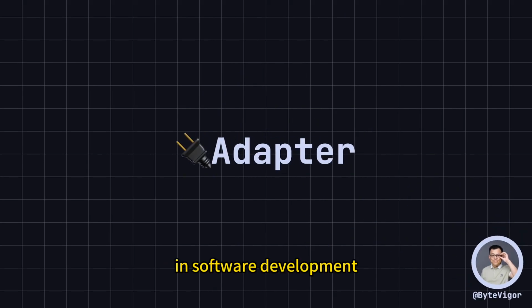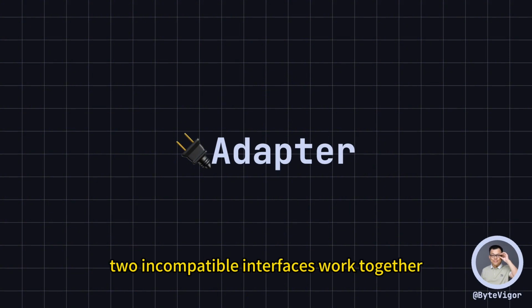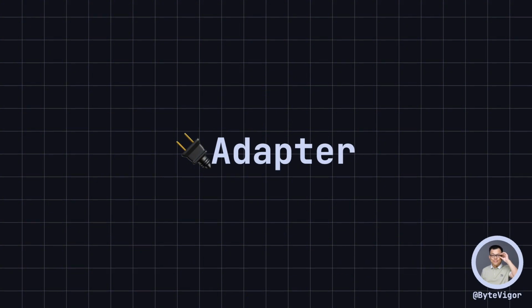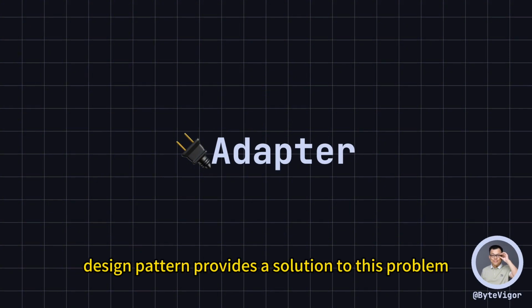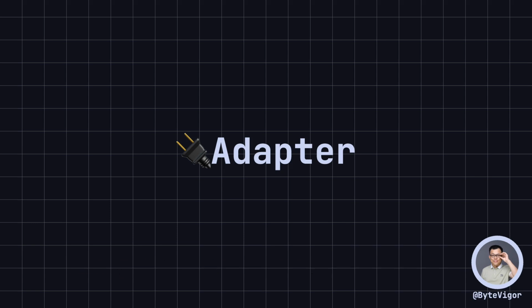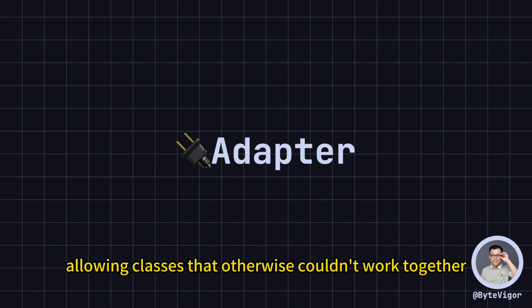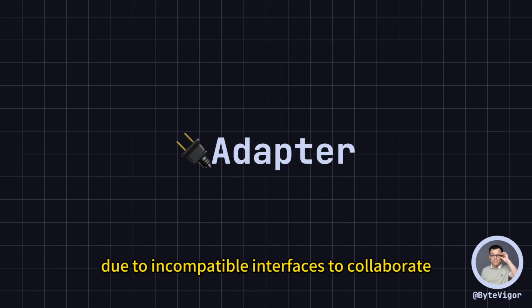In software development, sometimes we need to make two incompatible interfaces work together. The adapter design pattern provides a solution to this problem, allowing classes that otherwise couldn't work together due to incompatible interfaces to collaborate.